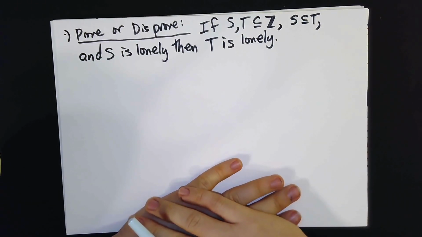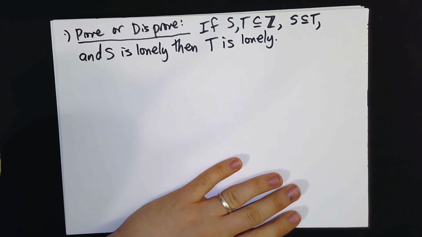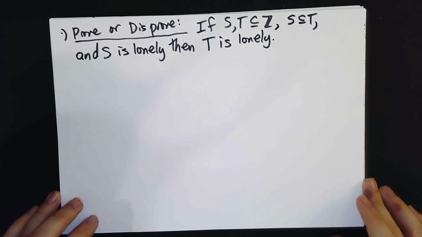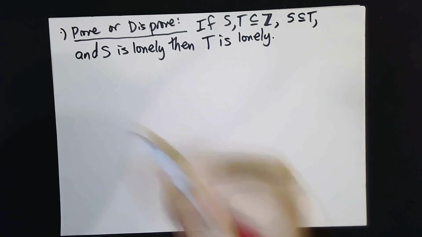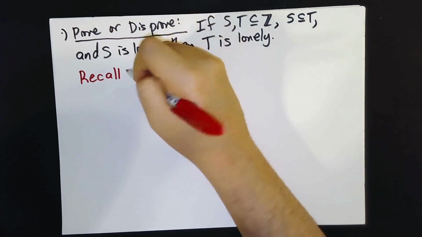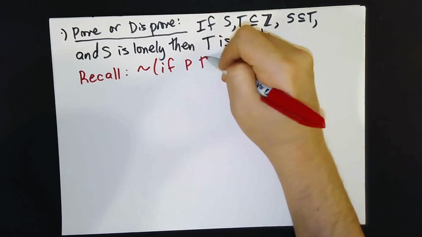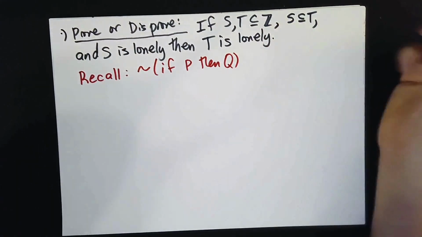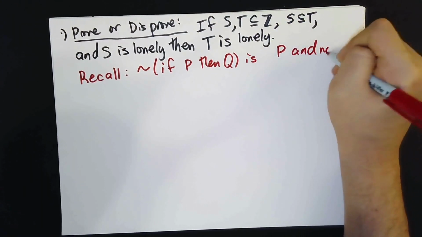So this one's going to work out to be false. And I want to think again, just to be careful and think through all of this carefully, what does it mean to show an if-then statement is false? So let's recall the negation of if P, then Q is P and not Q.